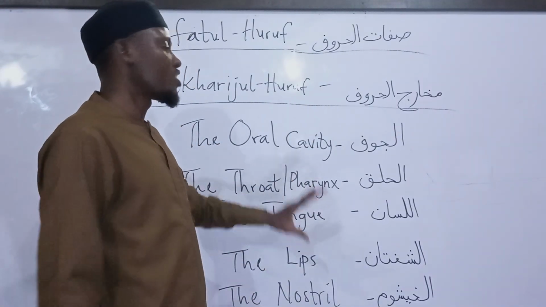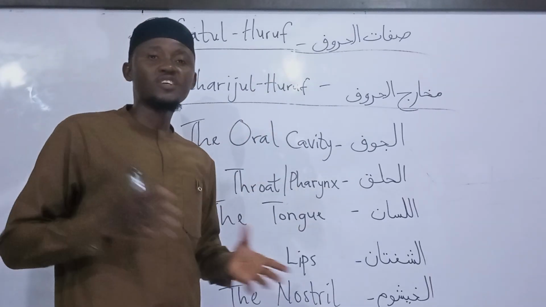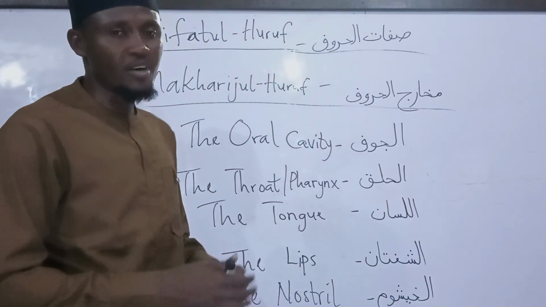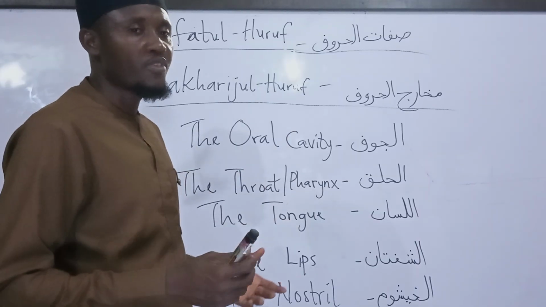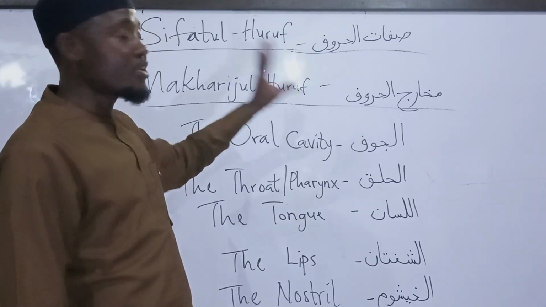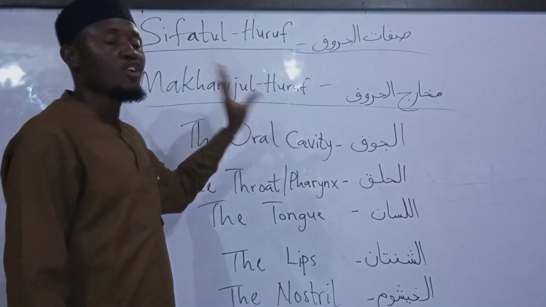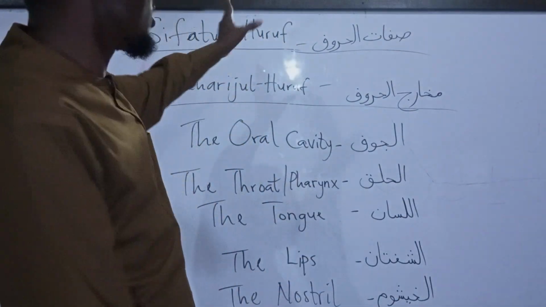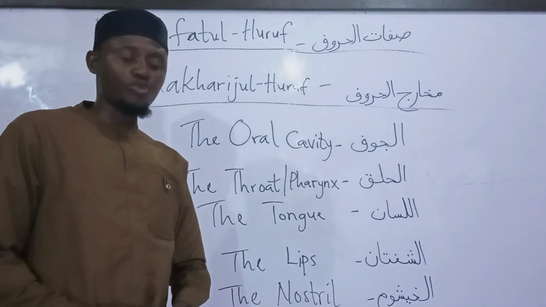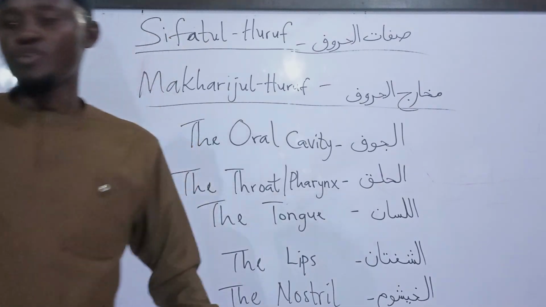And I've told you the points, all the points of articulation, there are 17 in number, according to the most authentic source. So for a more comprehensive lesson on Makharij-al-Huruf, we'll have to meet on another day. So today we'll be going to the Sifatul-Huruf.